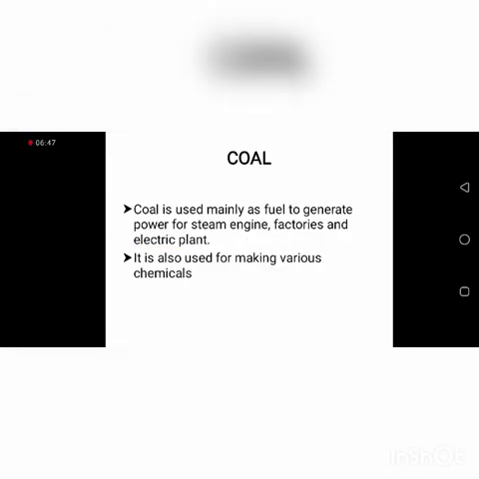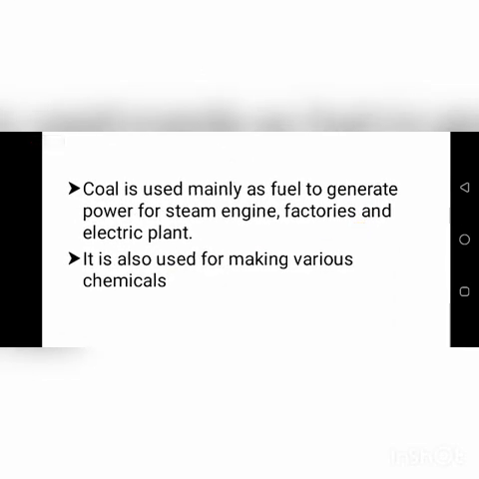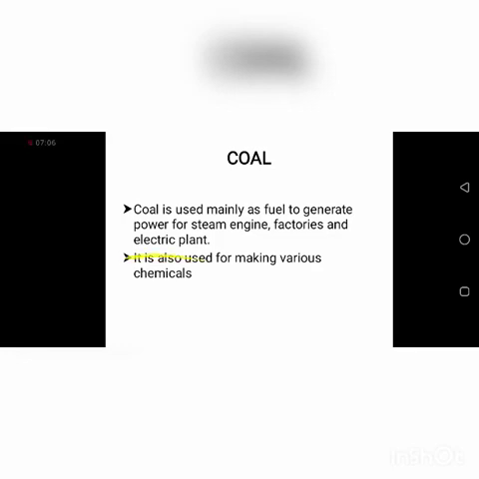Now, we have explained the crystalline forms of carbon. Let us now look at the amorphous or non-crystalline forms of carbon. The first one is coal. Coal is mainly used as fuel to generate power for steam engines, factories, and electric plants. Coal is also used for making various chemicals. So these are the uses of coal.